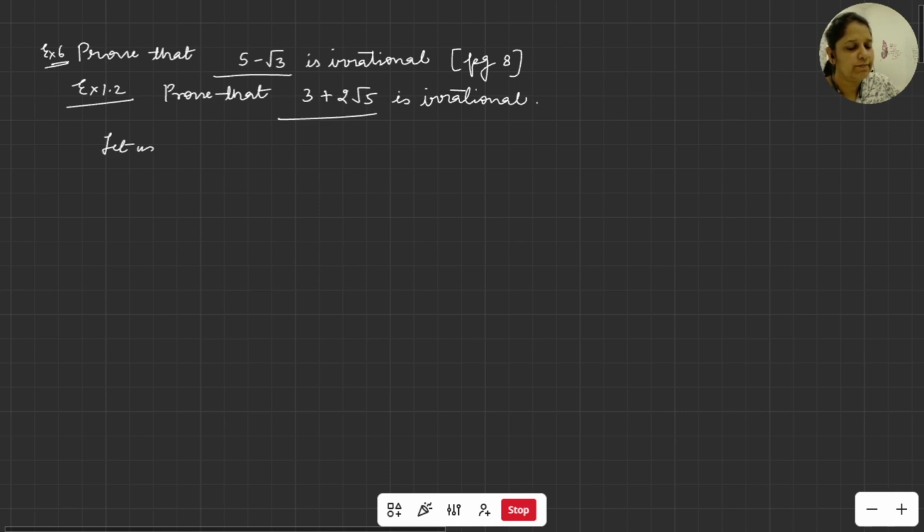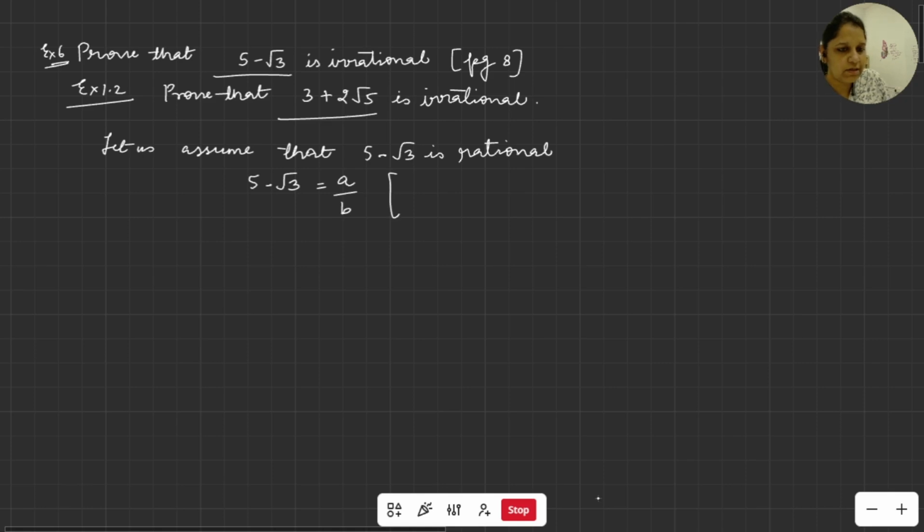Let us assume that 5 minus root 3 is rational. Again, you have assumed it as rational, so 5 minus root 3 किसके बराबर हो जाएगा? A by B in bracket. Similar statements you need to write, where A and B are co-primes and B is not equal to 0.